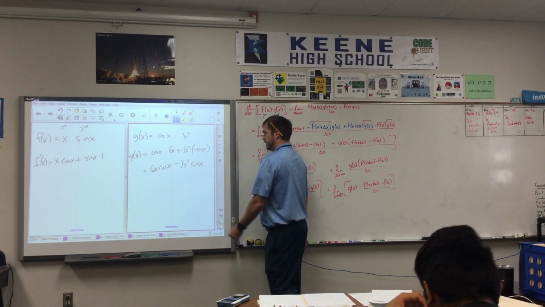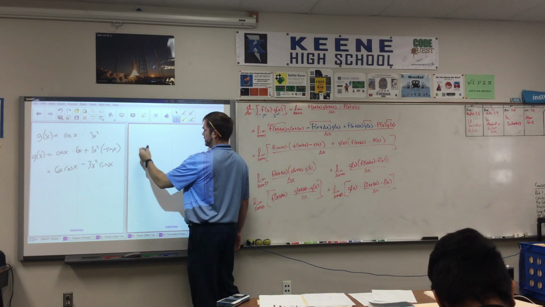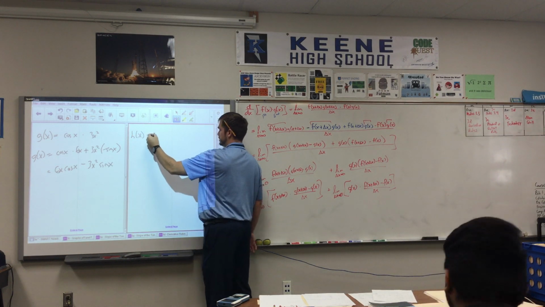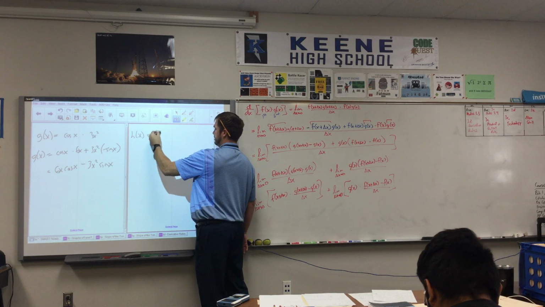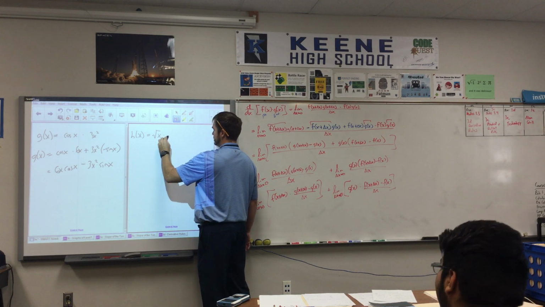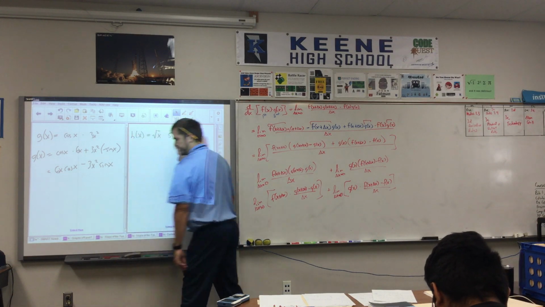Let me give you another one here. h of x, this is one y'all gonna work as a table, equals square root of x times sine x. Ready, go.